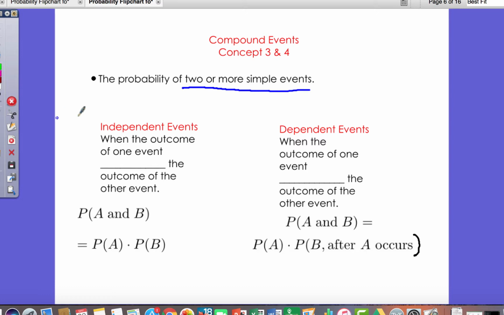Independent events is when the outcome of one event does not affect the outcome of another. We're going to look at several examples of this. When we're looking at independent events that are compound, we're going to take the probability of A times the probability of B, and if there were more than two events, you would keep multiplying, like the probability of C here. Let's go ahead and look at several examples.